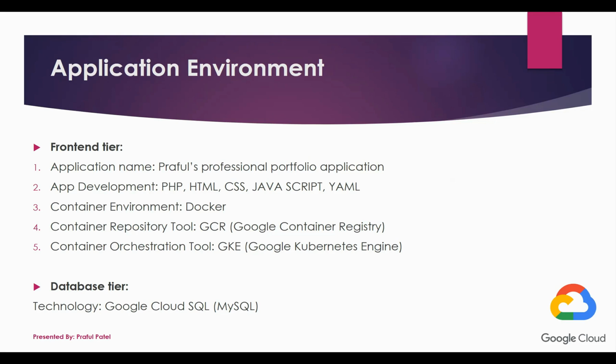Okay, so this is going to be deployed in a container environment. We are using Docker and a container repository tool, GCR, which is Google Container Registry. We build the front end web source package, containerize it using Docker, and push it to Google Container Registry in order to deploy through Google Kubernetes Engine, Google's orchestration tool. And there is a database tier, where we use Google Cloud SQL in a highly available environment.